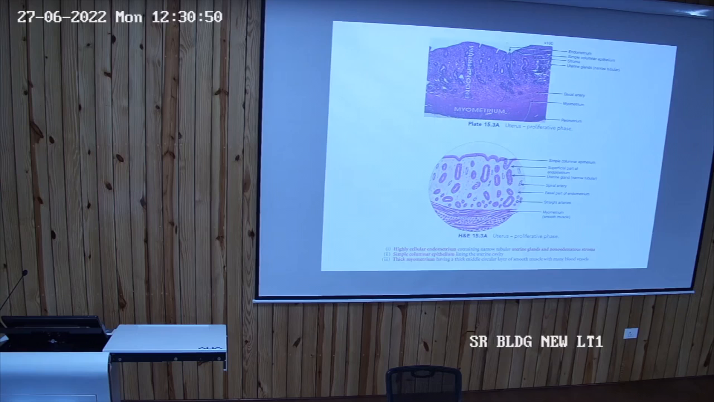The upper two-third part of the endometrium, which is called stratum functionalis, undergoes the menstrual cyclic changes, and it is the part of the endometrium which is shed off. The lower one-third part of the endometrium is called stratum basale, and that part is not shed off. Look at this diagram, that is the upper two-third part, the stratum functionalis.